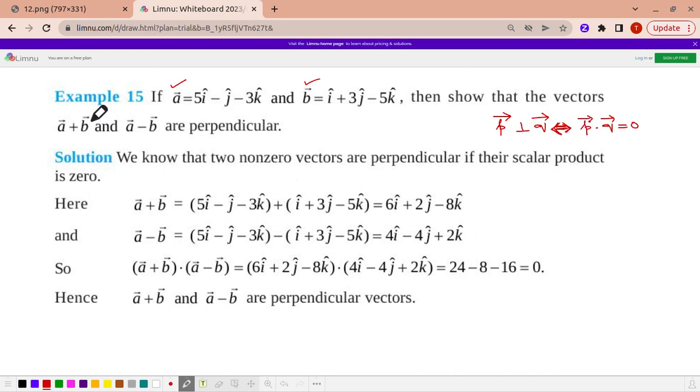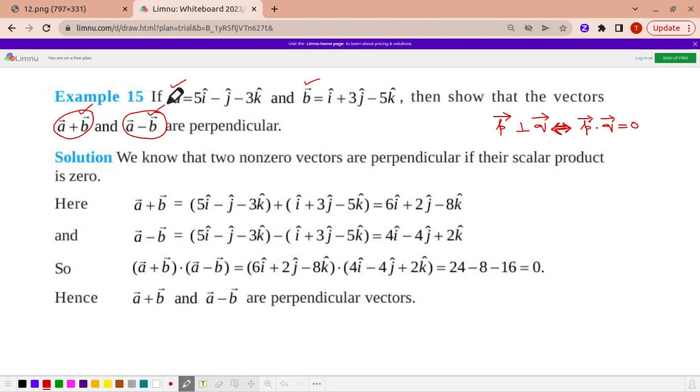So what do we need to show in this case? In this case we need to show that A plus B dot A minus B equal to 0. That should be our purpose. Why? Because we need to show that these two vectors are perpendicular. The first vector is A plus B and the second vector is A minus B.